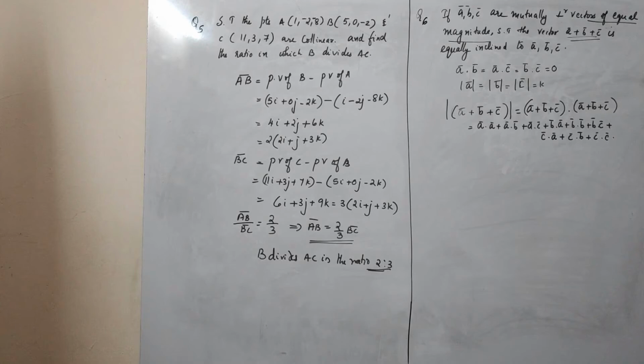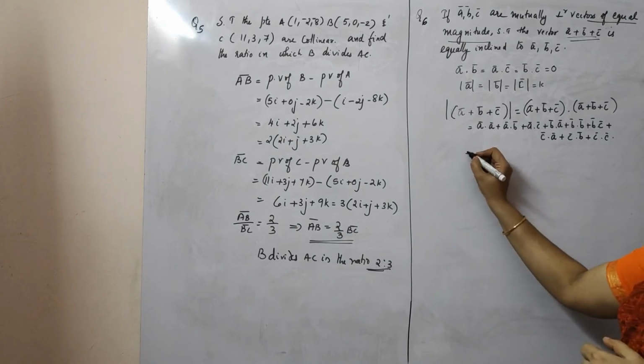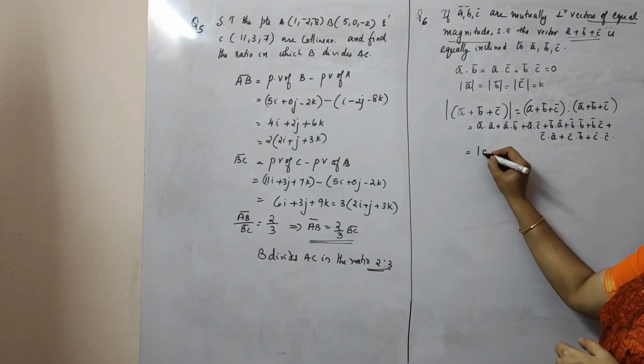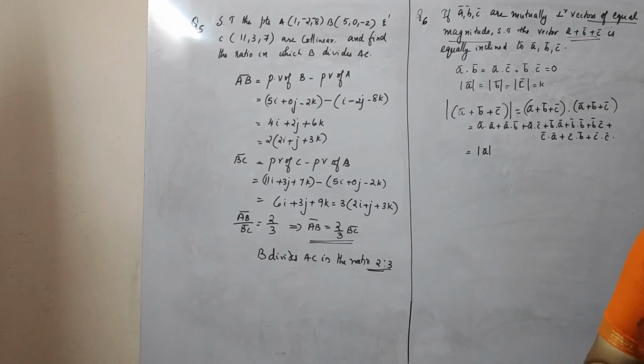So this is the dot product. Now what can you say about vector A dot vector A? It is the magnitude of vector A squared, isn't it?